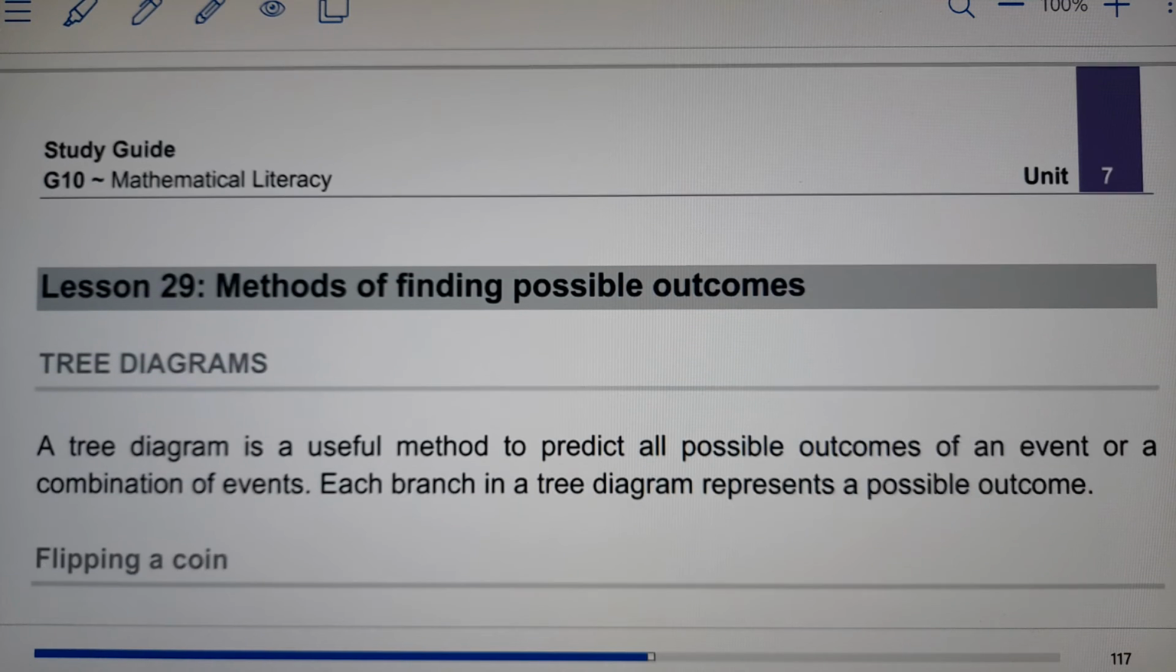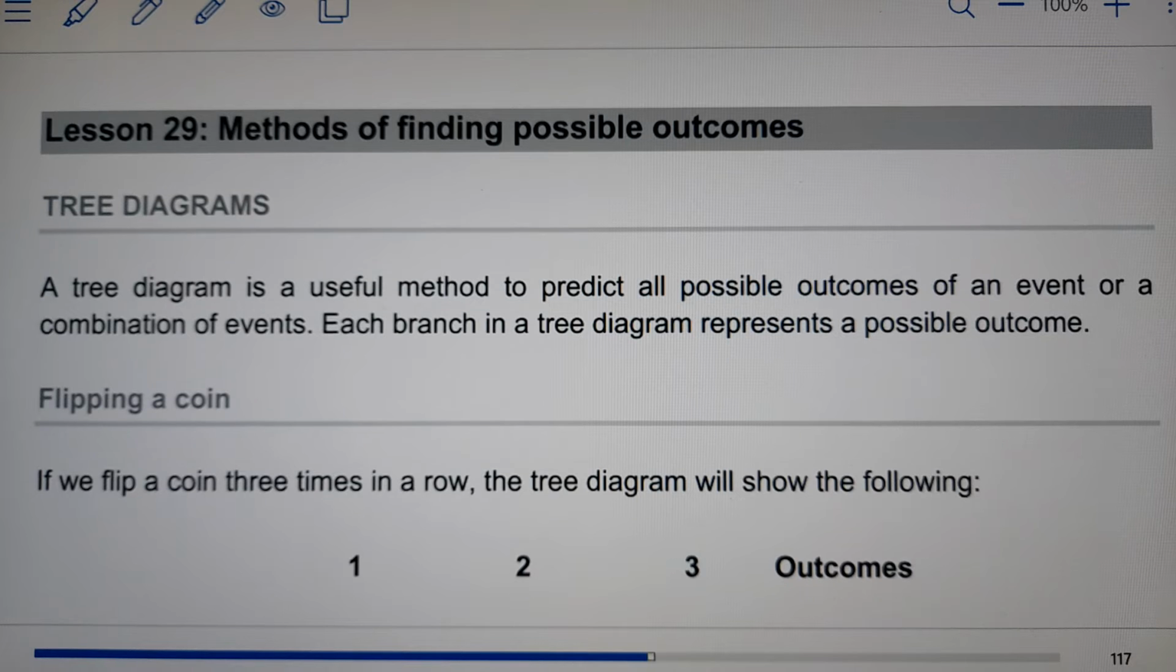Now lesson number 29, methods of finding possible outcomes. We can use tree diagrams. Remember, I spoke about tree diagrams. This is what you will use, especially if you've got more than one experiment. So a tree diagram is a useful method to predict all possible outcomes of an event or combination of events. Each branch in a tree diagram represents a possible outcome.